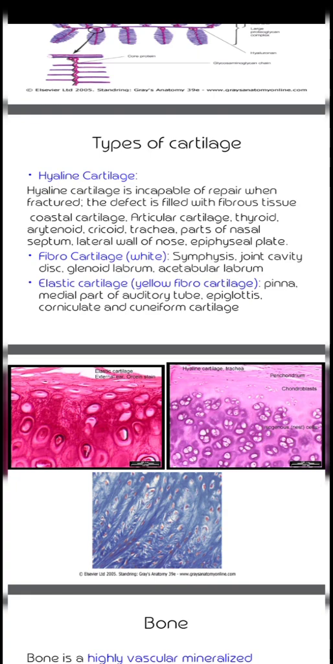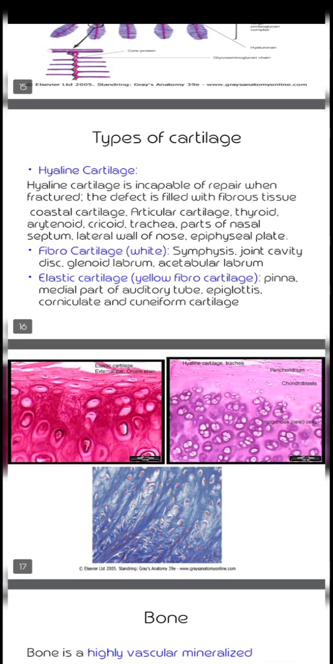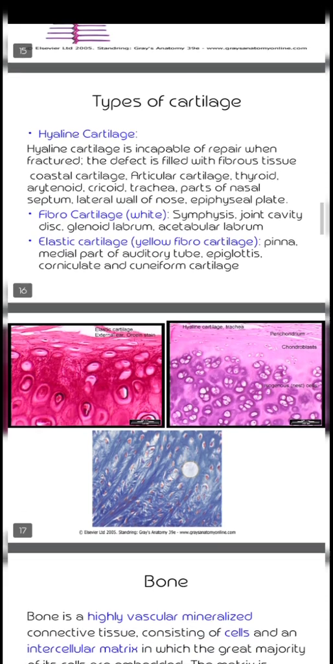Okay, elastic cartilage, it is elastic in nature. It can be bent, it can repair itself fully. Present in pinna of the ear, the outer part of the ear which we can touch, the medial part of the auditory tube, the epiglottis, or Adam's apple, as you can see protruding from your neck for voice. Okay, corniculate and cuneiform cartilages.